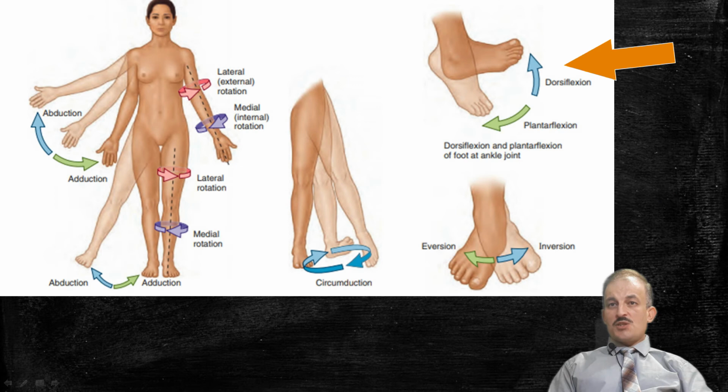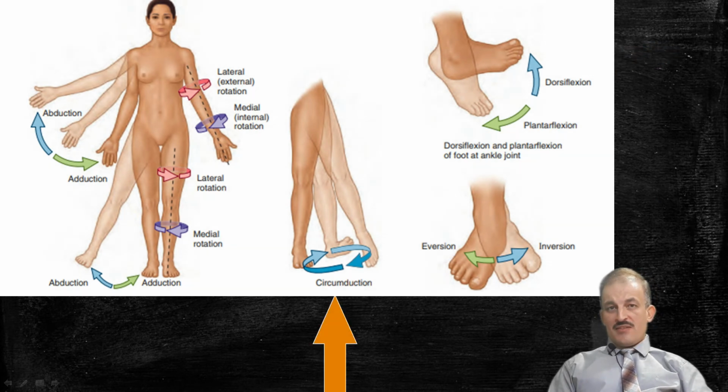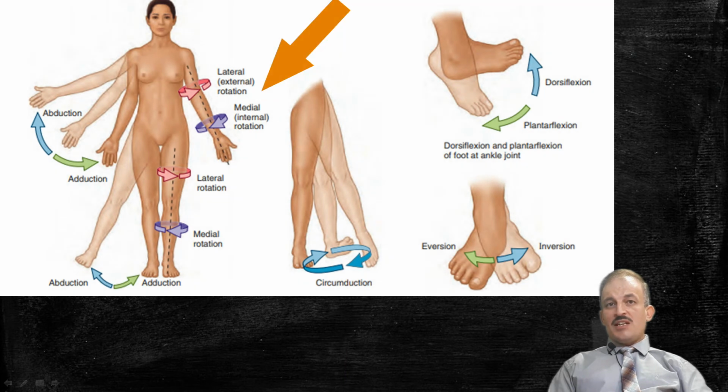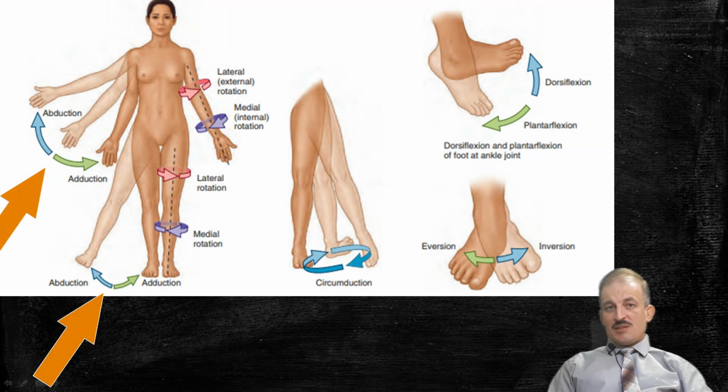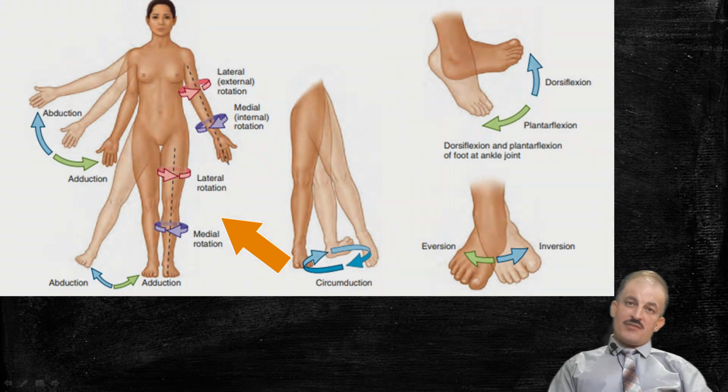This is about dorsiflexion and plantar flexion. This is circumduction of the lower limb. This is pronation, rotational movement, pronation and supination. This is abduction and adduction. This is external and internal rotation of the lower limb.